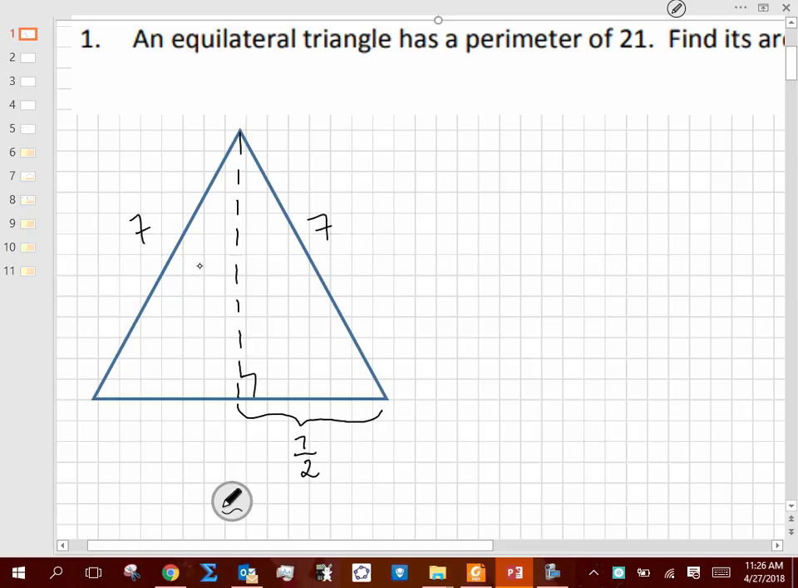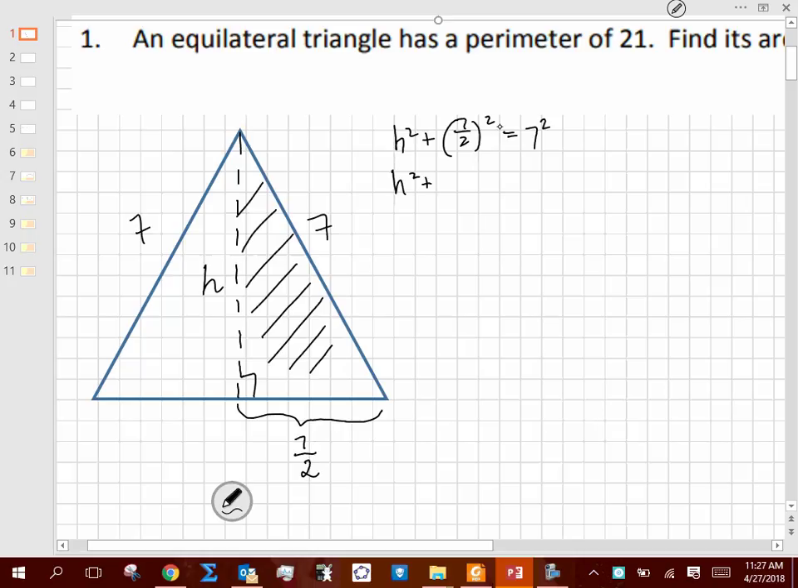All right, we need to find h, correct? We need to find that thing right there. So the Pythagorean theorem is going to allow us to do this. So we should say that h squared plus 7/2 squared should equal 7 squared, right? That's the Pythagorean theorem happening inside that triangle. So that gives me h squared plus, now when I square a fraction, square the top, square the bottom. And then it gives me 49.